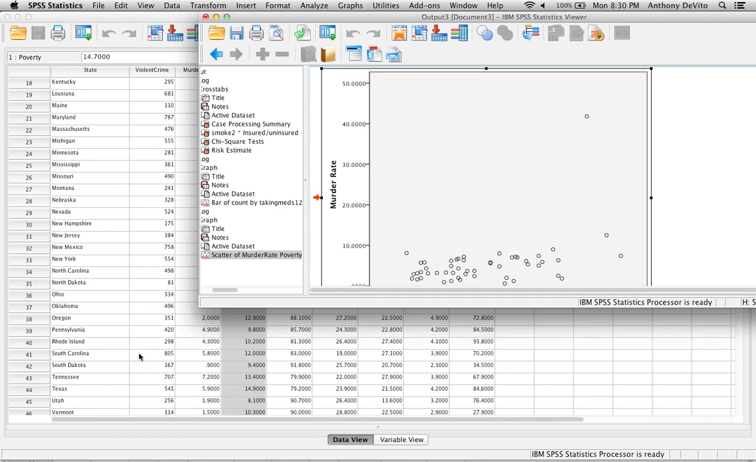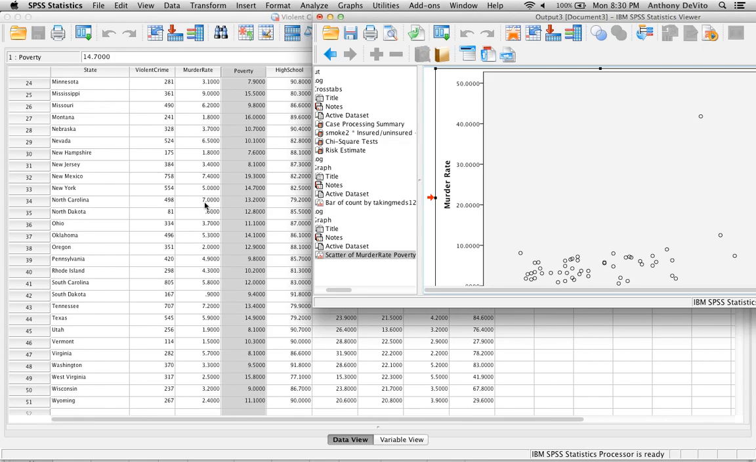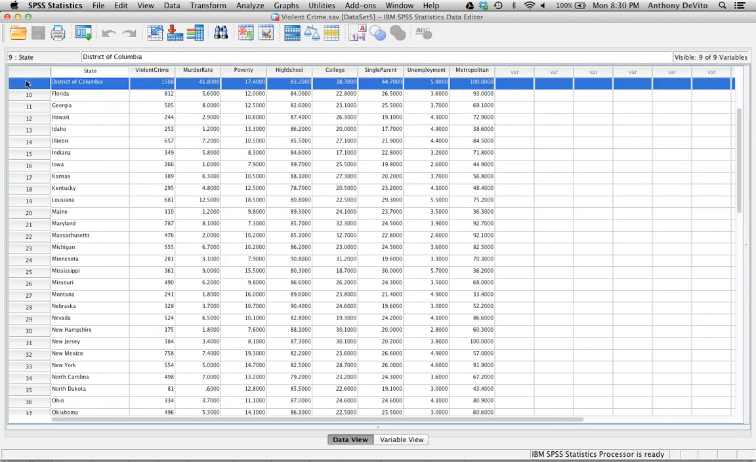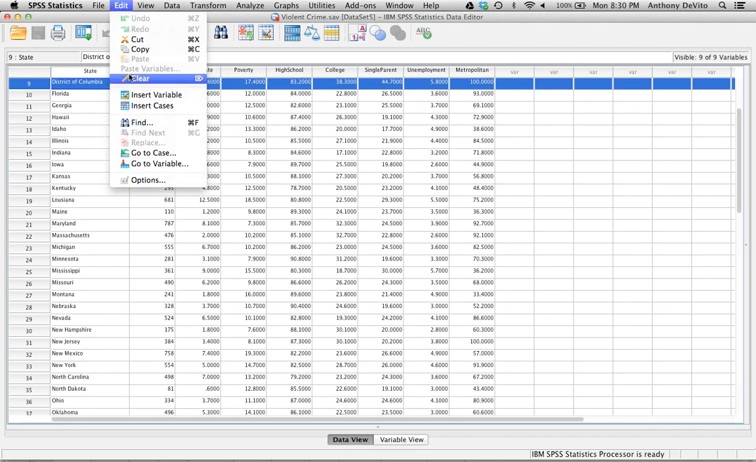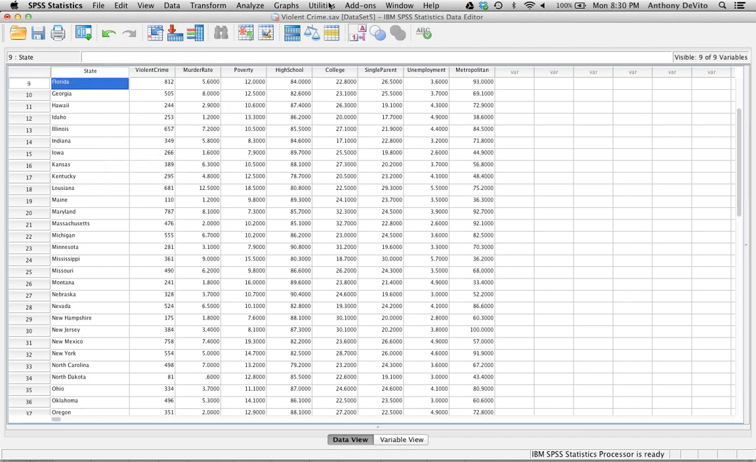Let's see if I can't find it. Well, the murder rate's going to be 50, so we're close to it. So it should pop out right here. It is District of Columbia. I'm going to delete that one and do this again.